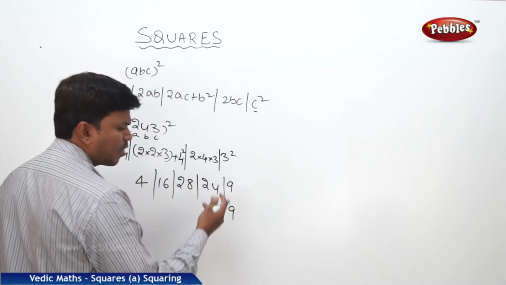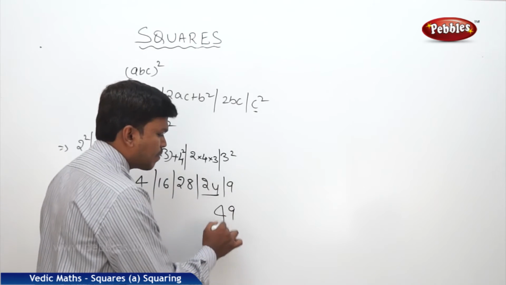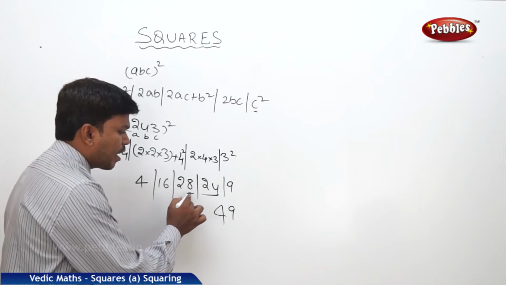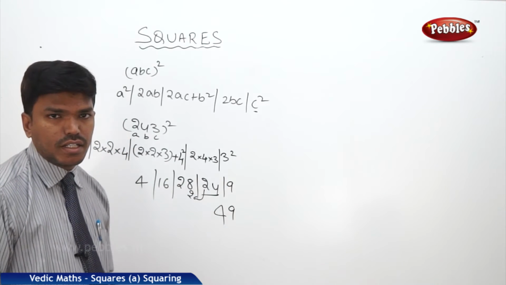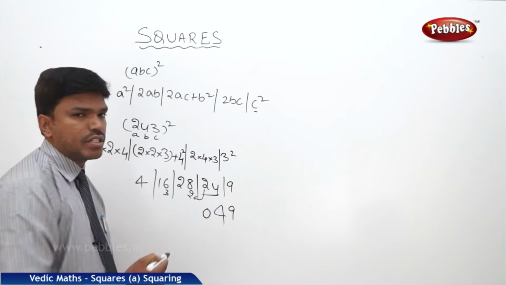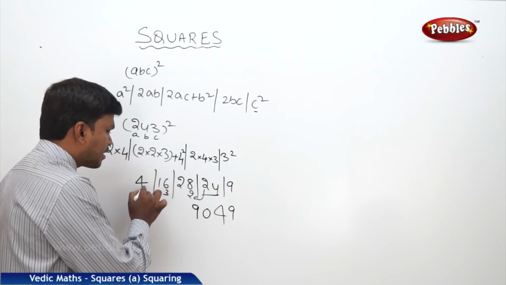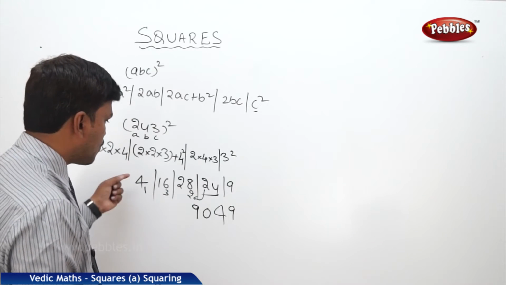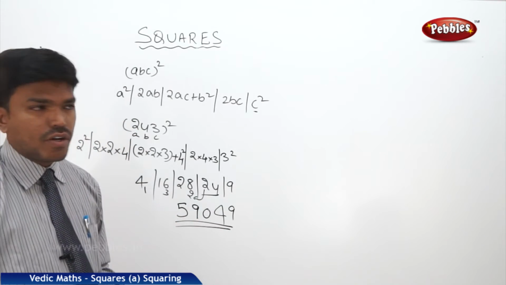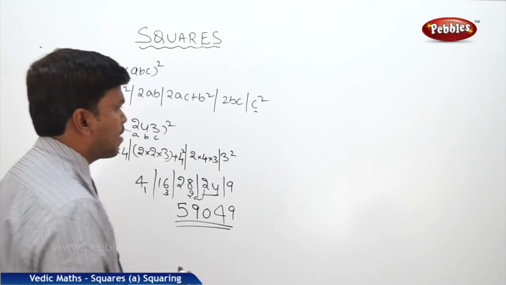So drop 9. Here only one digit. Next come to the 24. In 24 what I need to drop? Exactly, ones place digit 4 and carrying 2 to the next number. 28 plus 2, 30. In 30 what I need to drop? 0 and carry 3 to the next number. 16 plus 3, 19. In 19 what I need to drop? 9 and carry 1. So what is 4 plus 1? 5. So what is the answer I got? 234 square is 59049. One more example.